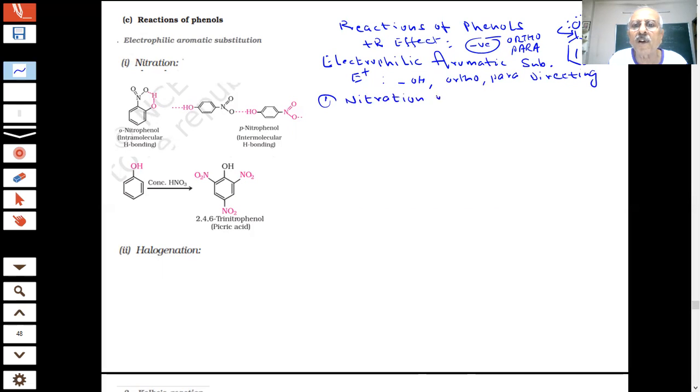Nitration of phenol. So what do you do? When you react phenol with concentrated nitric acid and a mixture of sulfuric acid, what are the products which will be formed? Student, what products will be formed? You are aware of these products. This is my nitrophenol.